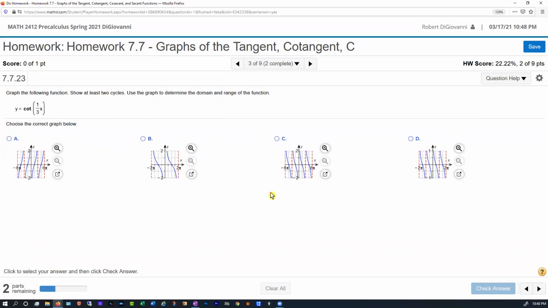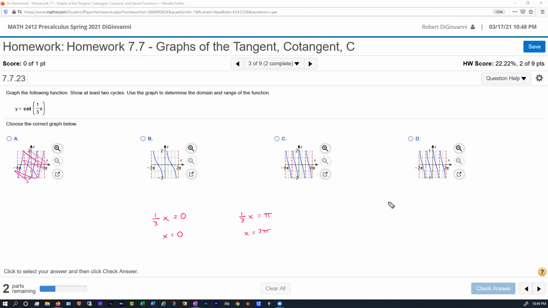All right, cotangent 1/3 x. So we can eliminate at least one of these, we can eliminate that one because that looks like a tangent. So it could be this, could be this, could be this. So what we do here is we take the 1/3, and whenever you're doing cotangent, instead of doing negative pi over 2 and pi over 2 like we did for tangent, we do 0 and we do pi for cotangent. And we solve for x, so I just multiply both sides by 3 here, we get 0. And then over here, we multiply both sides by 3 and we get 3 pi.